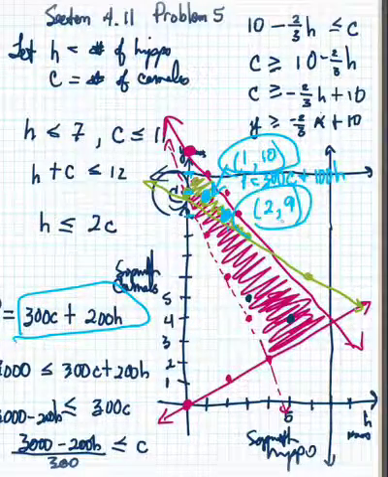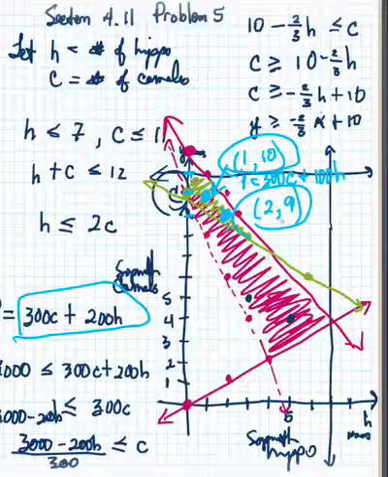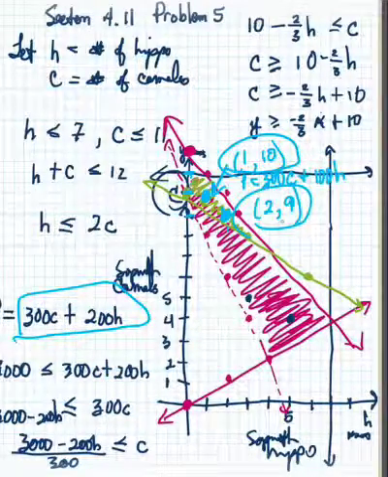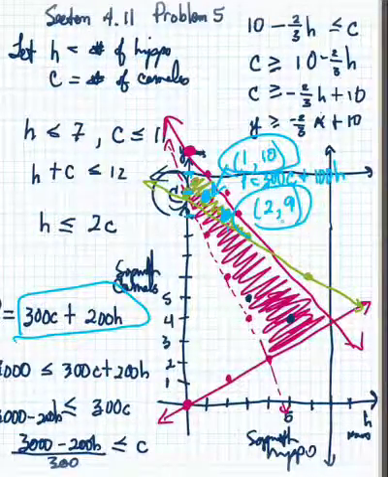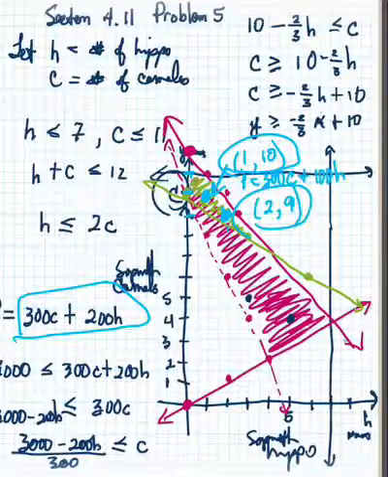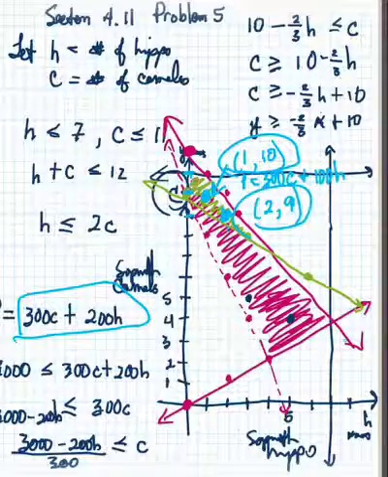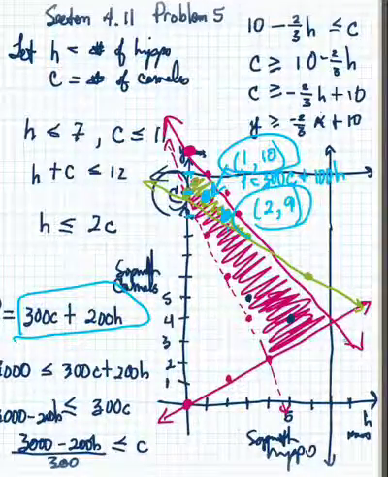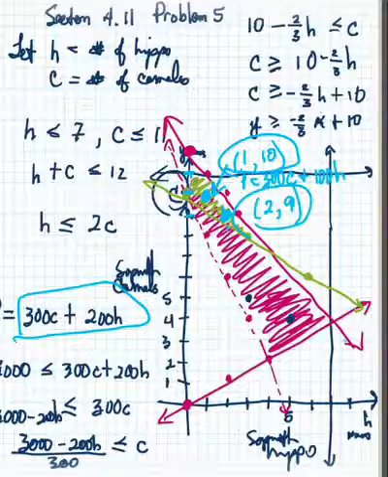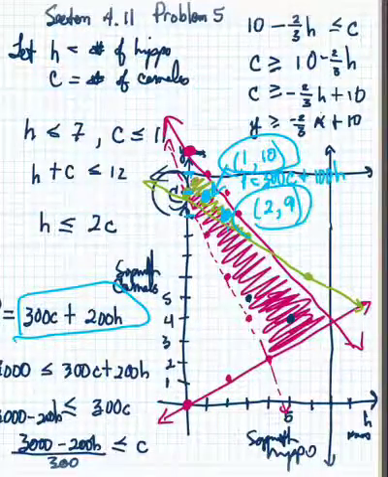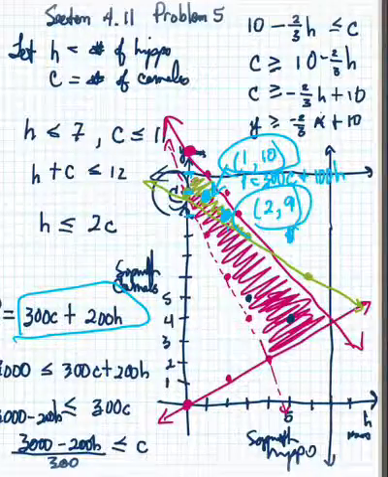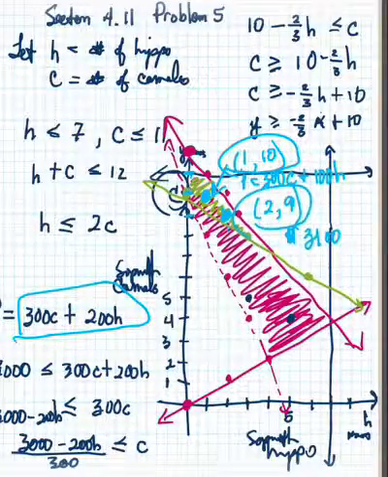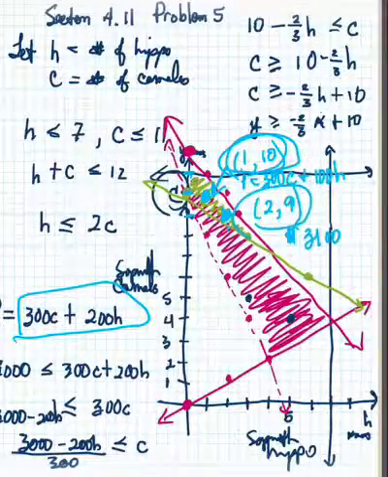If I do 2 hippos and 9 camels, that'll work too. Let's see. 9 camels, so where's the profit? 9 times 300, plus 200 times how many hippos? Just 2 hippos, and so I get $3,100 too. This also gives a profit of $3,100. All right, so now what does it say?